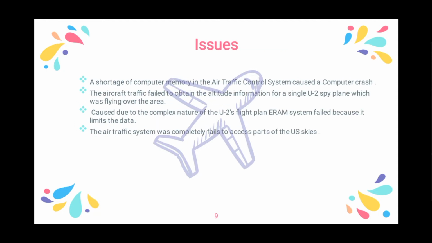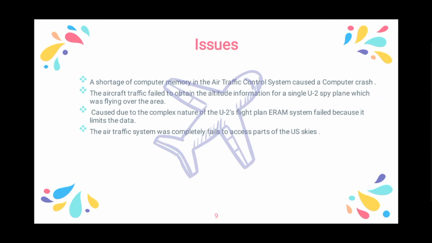We pass to the next issues. The first issue in the article is that a shortage of computer memory in the air traffic control system caused a computer crash. The second is that the air traffic system failed to obtain the altitude information for a single U2 spy plane which was flying over the area. So it can be worrying for the workers and a concern for anyone.